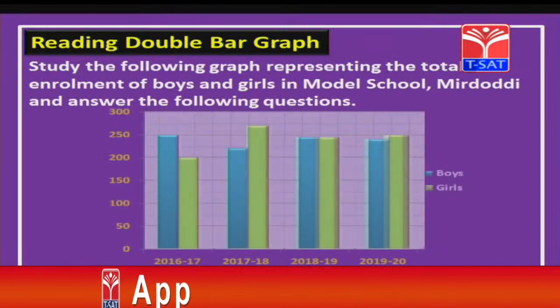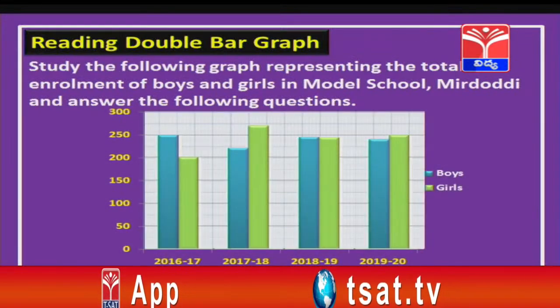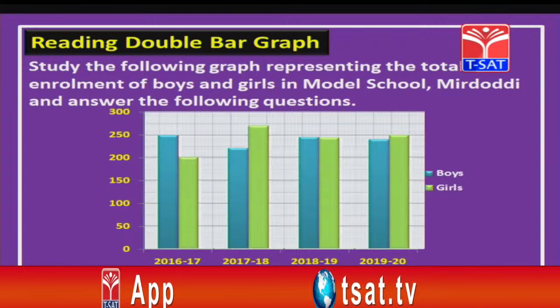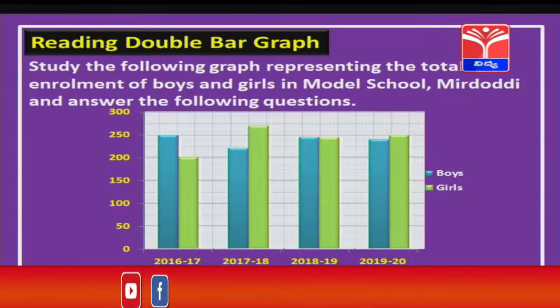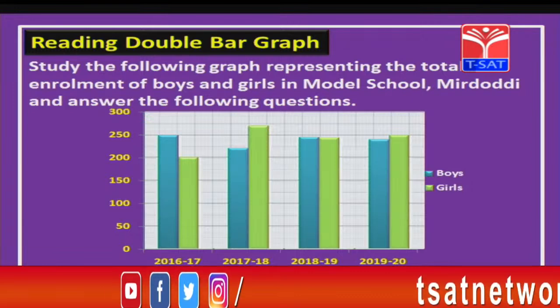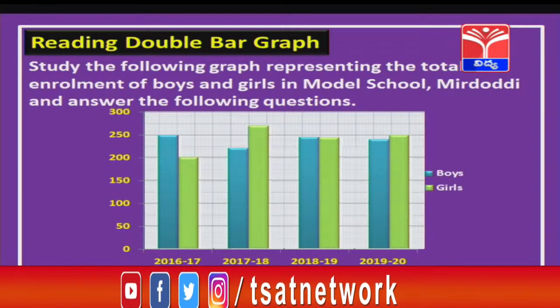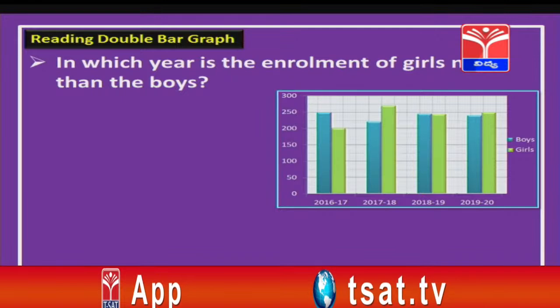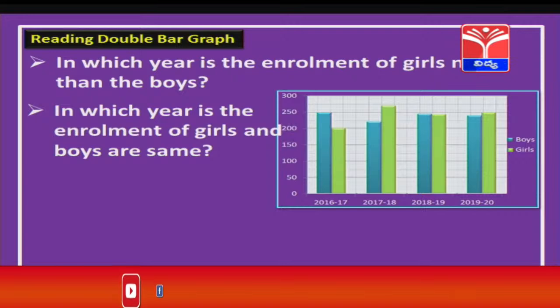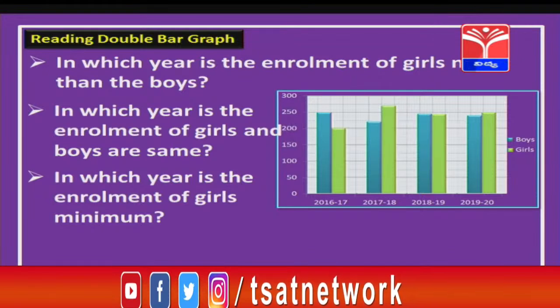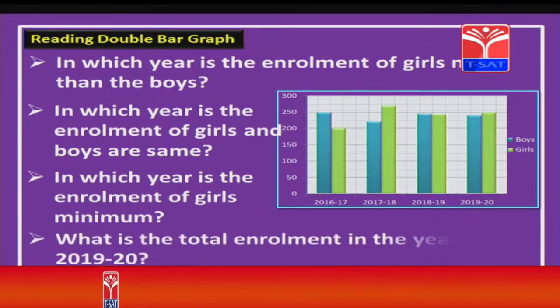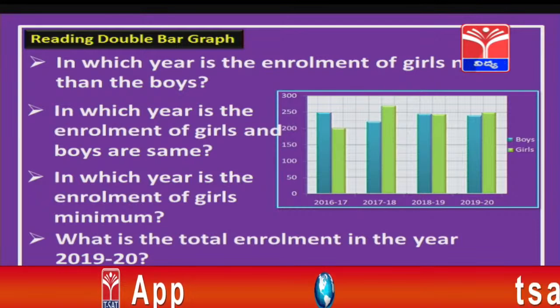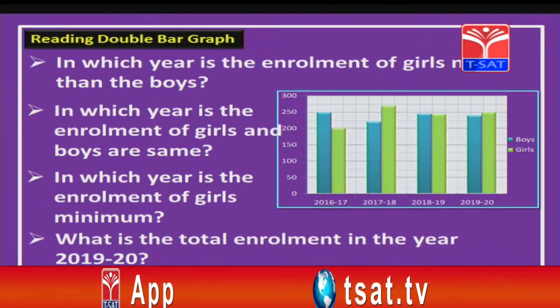So, here is a question: the graph represents the total enrollment of boys and girls in Model School Mirdodi. The various years are given, academic years 2016-17, 2017-18, 2018-19 and 2019-20. So, what are we going to answer here? Yes, in which year is the enrollment of girls more than boys, in which year is the enrollment of girls and boys the same, in which year is the enrollment of girls minimum, and finally, what is the total enrollment in the year 2019-20. So, let us answer these questions children.